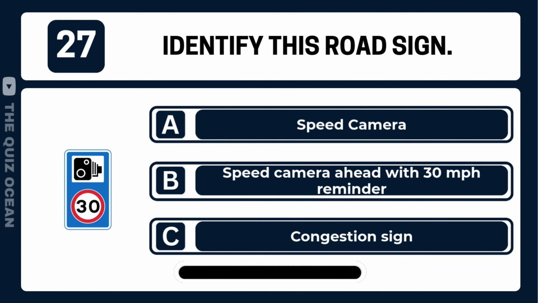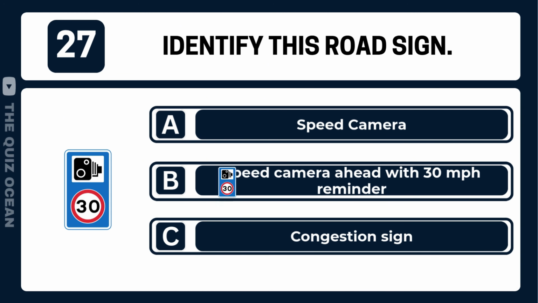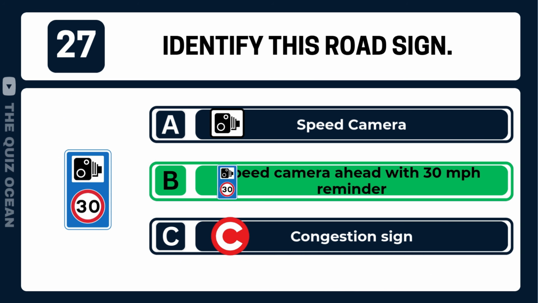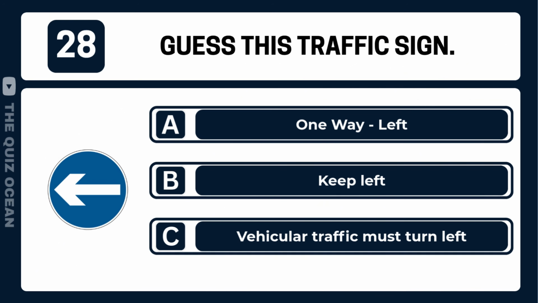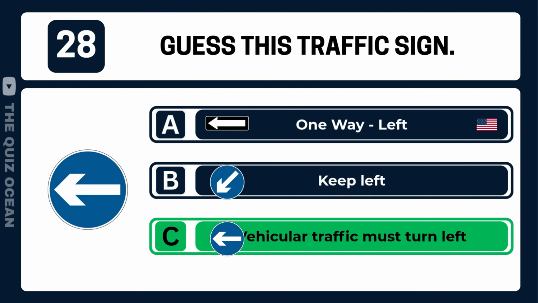Identify this road sign. The answer is B, speed camera ahead with 30 miles per hour reminder. Guess this traffic sign. The answer is C, vehicular traffic must turn left.